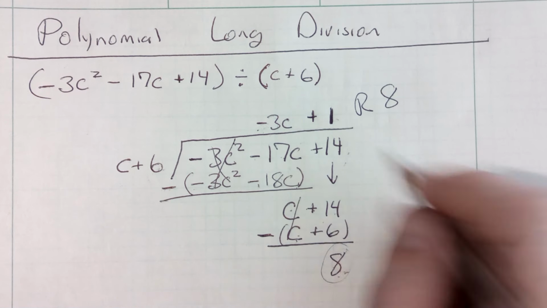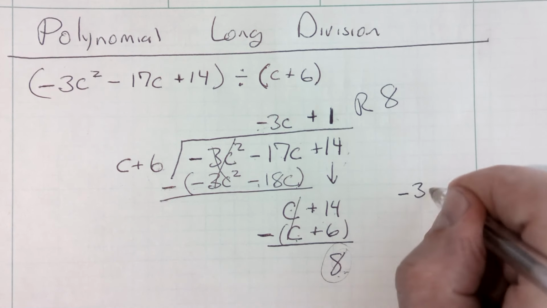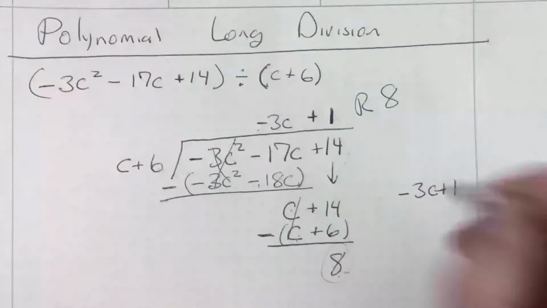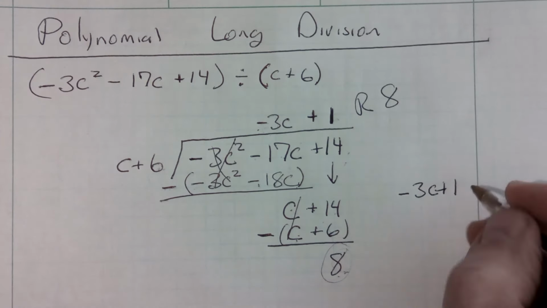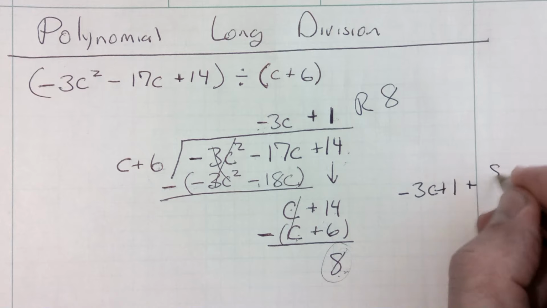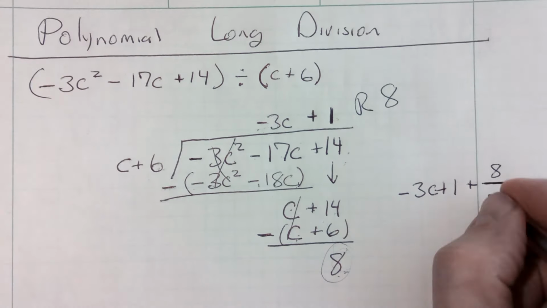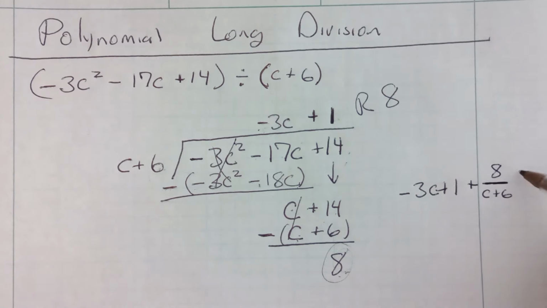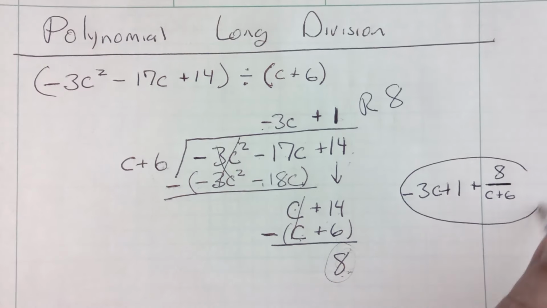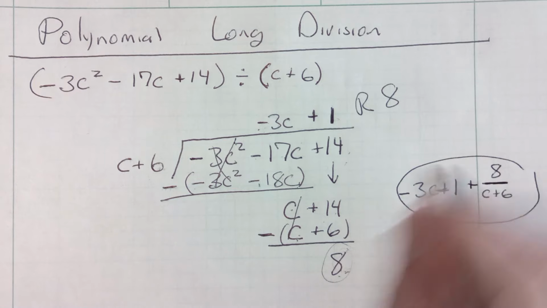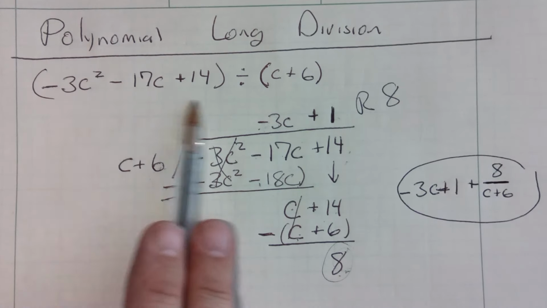this dividend, what we got, the negative 3c plus 1. And then since I have a remainder of 8, I have to add 8 that still needs to be divided by that c plus 6. So we write our remainder as a fraction. This would be our final solution for this problem up here.